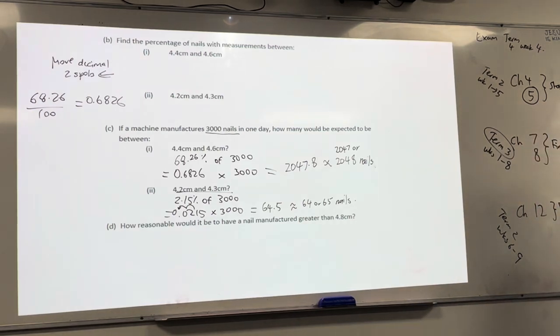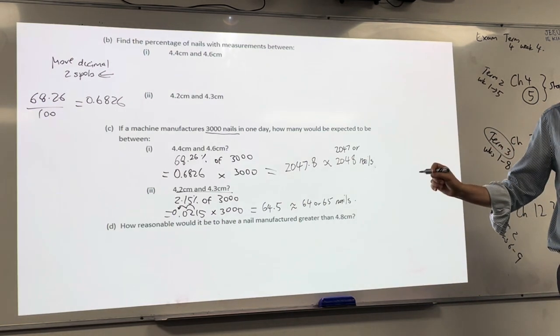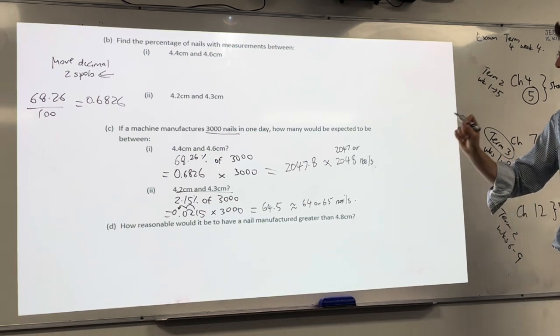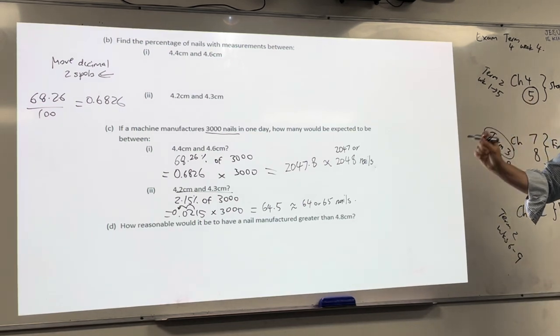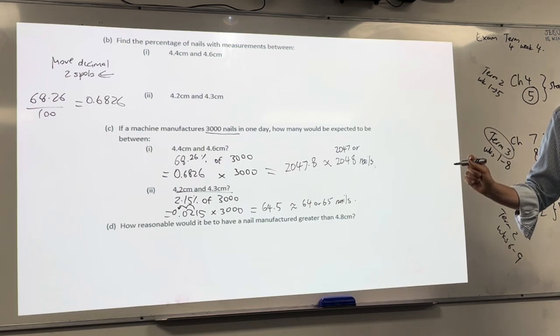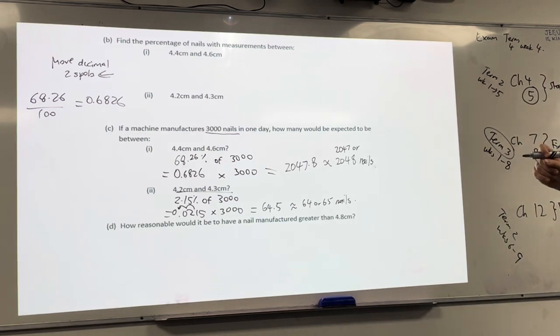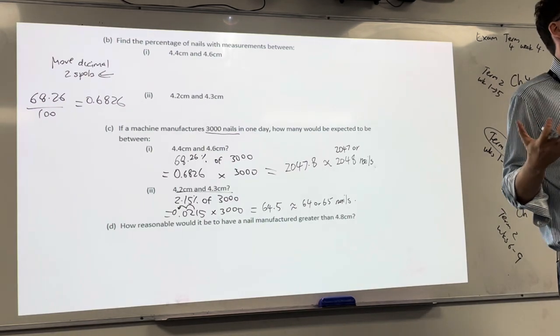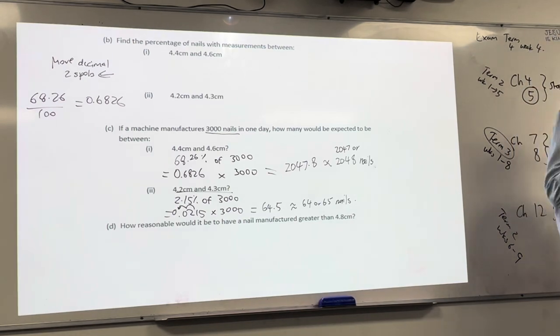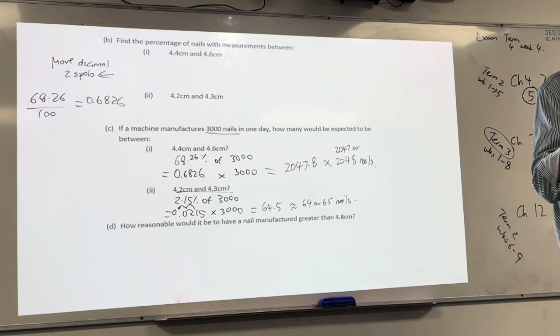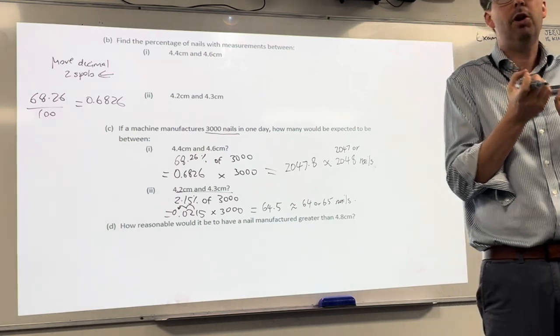Let's focus back in. The last question before it's time for you to do some questions by yourself. How reasonable would it be to have a nail manufactured greater than 4.8 centimetres? It's a bit of a silly question. It is reasonable, because there are nails that are greater than 4.8. But how likely is it? Very likely or? Can anyone give me some maths to back up their response?